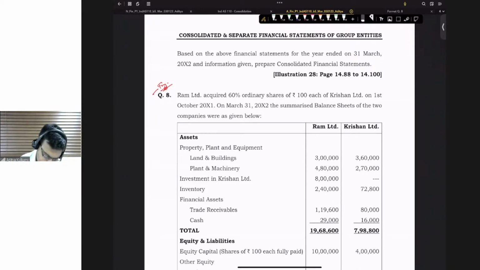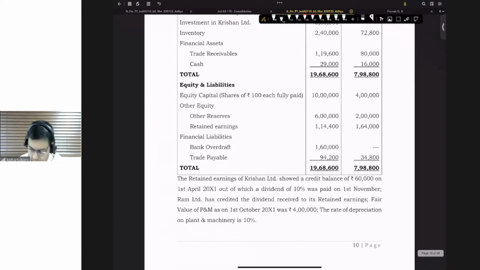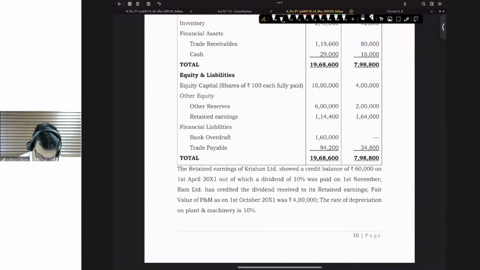Okay. Ram acquired 60% ordinary shares of Krishan Limited of 100 each on 1st October 20x1. On March 31, 20x2, the summarized balance sheets of the two companies were as given below. Property, plant, equipment, you have land and buildings, plant and machinery, investment in Krishan Limited, inventory, and then trade receivables and cash. Equity capital you are having, reserves, retained earnings, bank overdraft, and trade payables. The retained earnings of Krishan Limited, that is my subsidiary, showed a credit balance of 60,000 on 1st April 20x1. Okay. Out of which dividend was paid on 1st November.